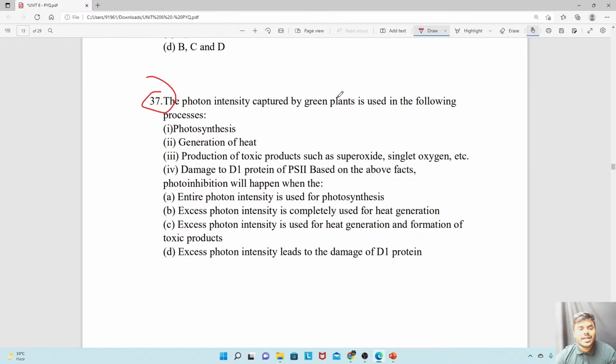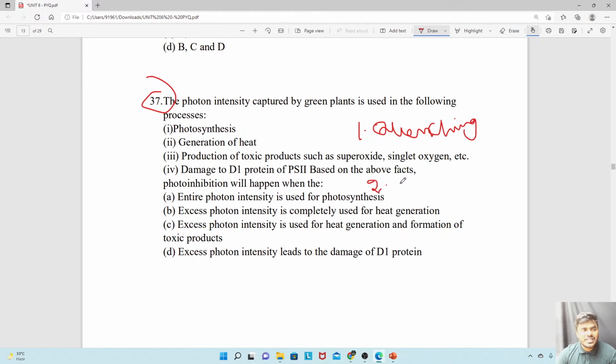We understand that plants can show many kinds of defense mechanisms. Correct? We read that. What is the first defense mechanism? Photochemical quenching, releasing excess photons in the form of heat.